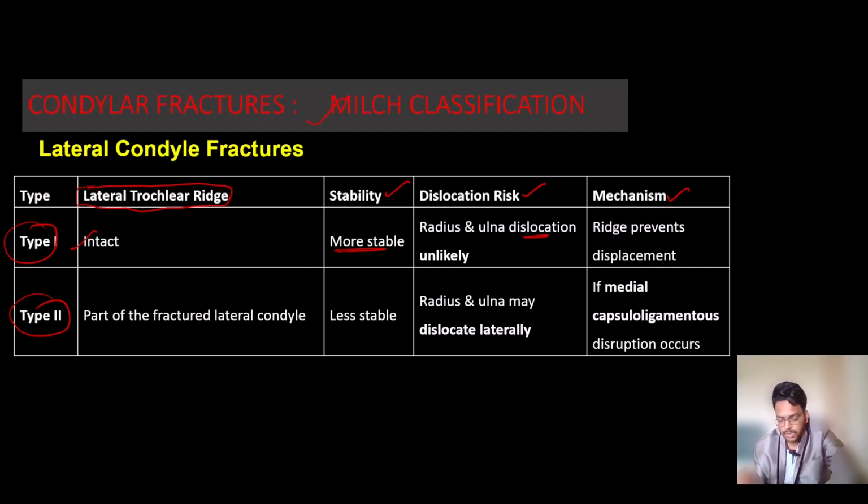Why is it more stable? Because the trochlear ridge will prevent the displacement. If it is fractured along with the lateral condyle, it becomes less stable and there are more chances of dislocation, and there is also medial capsulo-ligamentous disruption. Okay, because of the dislocation force, the medial capsular ligaments will also get torn.